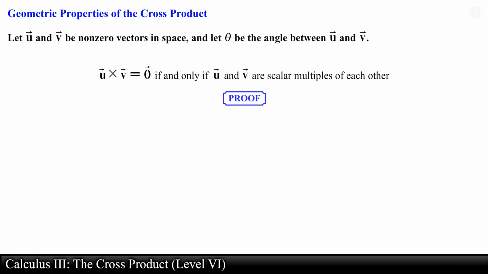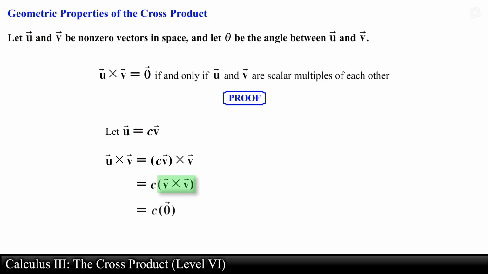We can prove this by noticing that if vector u is a scalar multiple of vector v, then vector u can be replaced with scalar c times vector v. Then we apply an algebraic property of the cross product, which rewrites the expression to scalar c times the cross product of vector v with itself. Recall that a vector crossed with itself is just equal to the 0 vector. So this entire expression simplifies to the 0 vector.